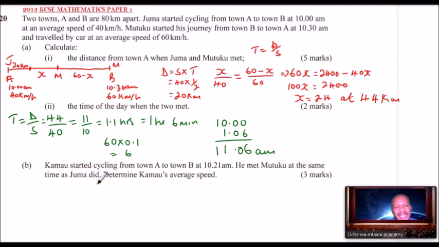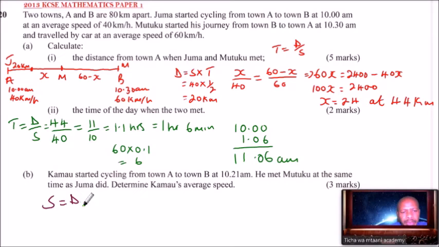Kamau started cycling from town A to town B at 10:21. He met Mutuku at the same time as Juma did. Determine Kamau's speed. How do we calculate the speed? Speed is equal to distance over time. So this means that by the time Kamau met Mutuku, at the same point where Juma met Mutuku, he had covered 44 kilometers.